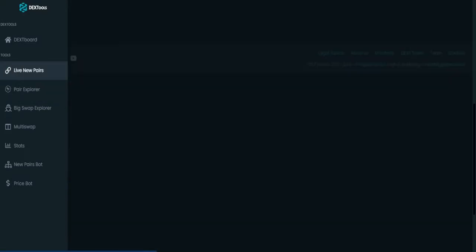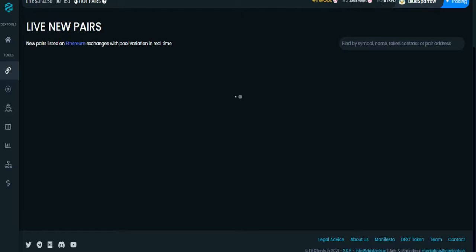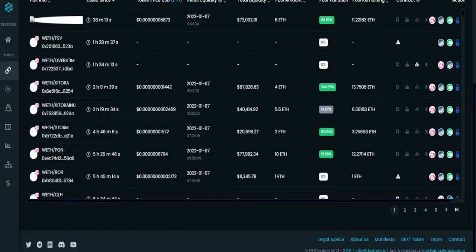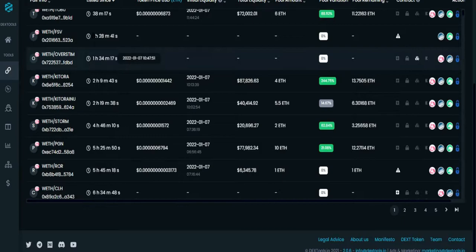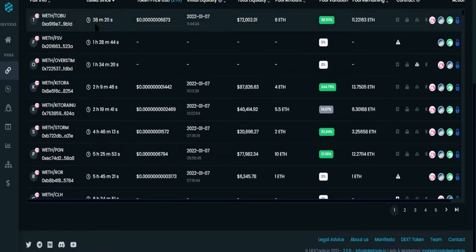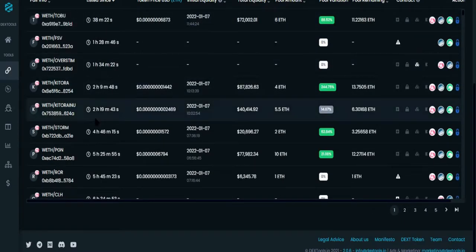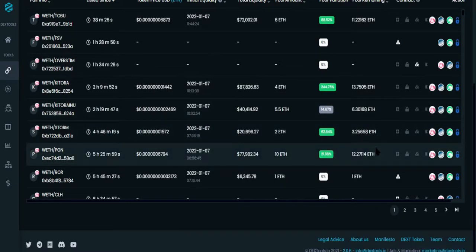When you go to live new pairs on Dex Tools, it's going to bring out all the new live pairs that are just now coming out. I think it's really good. As you can see here, it will show you listed since 1 hour ago, 38 minutes ago, 2 hours ago. These are where you're going to find your 10Xs, but it's also where you're going to find some possible rug pulls. So you have to be careful.